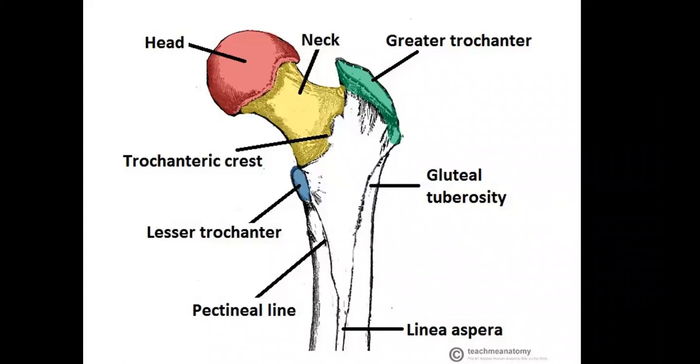Below the greater trochanter is the gluteal tuberosity. These are all bony landmarks, prominences, ridges, and these are made for certain functions, for the attachment and insertion of muscles and ligaments and all that, and to give stability to the joint and structures.